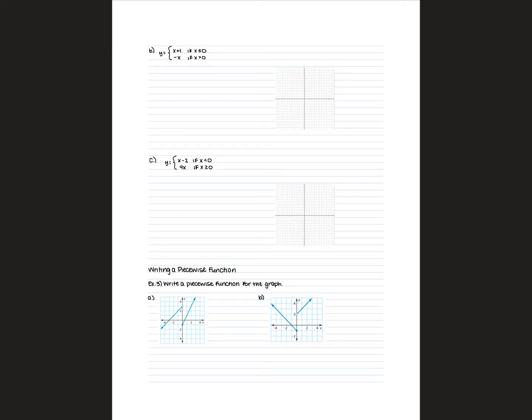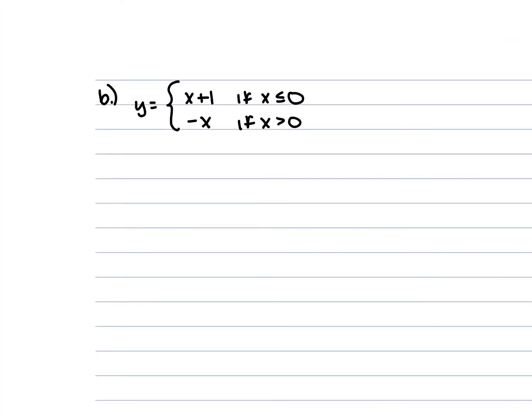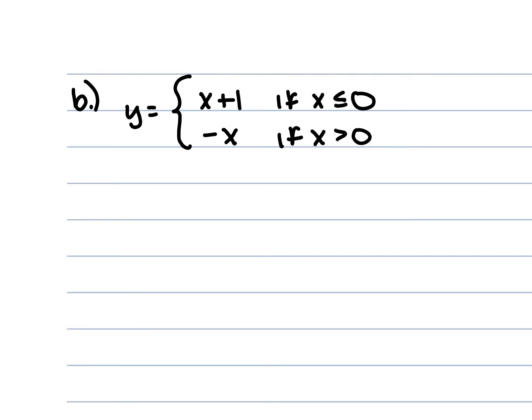So let's look at B. Again, we have 2 pieces for a piecewise function. So I'm going to treat them separately. I have y is equal to x plus 1. And the other one is y is equal to negative x.